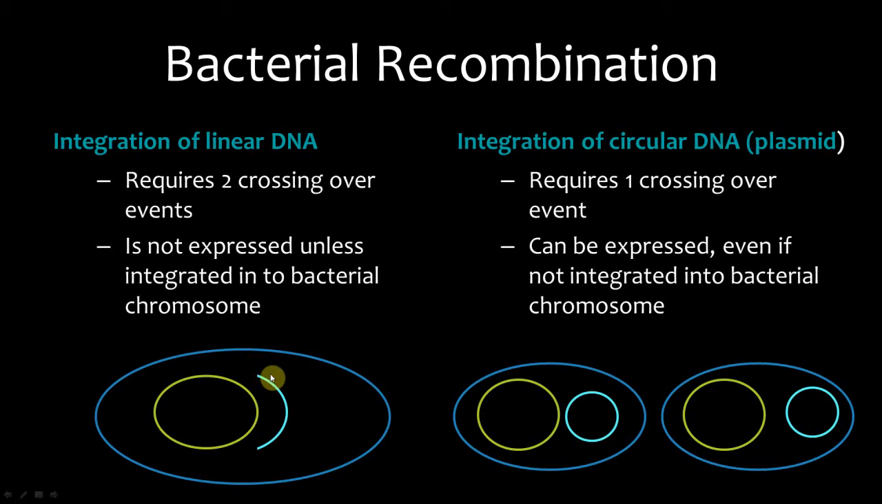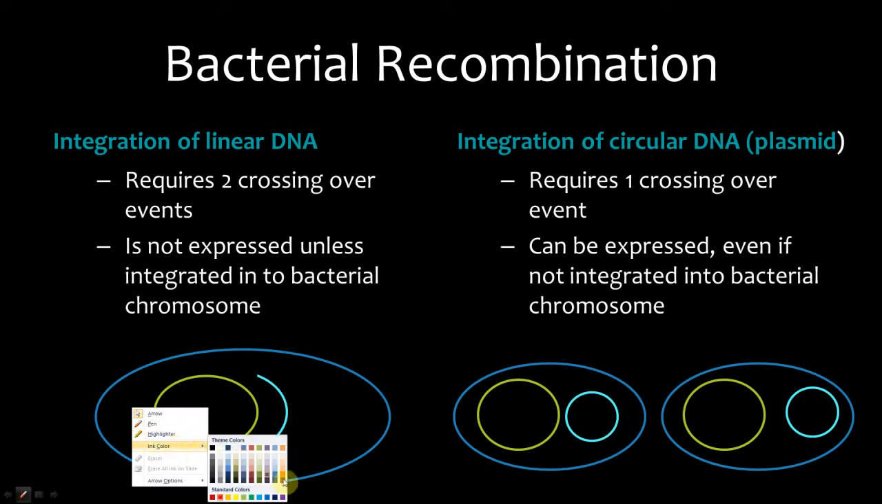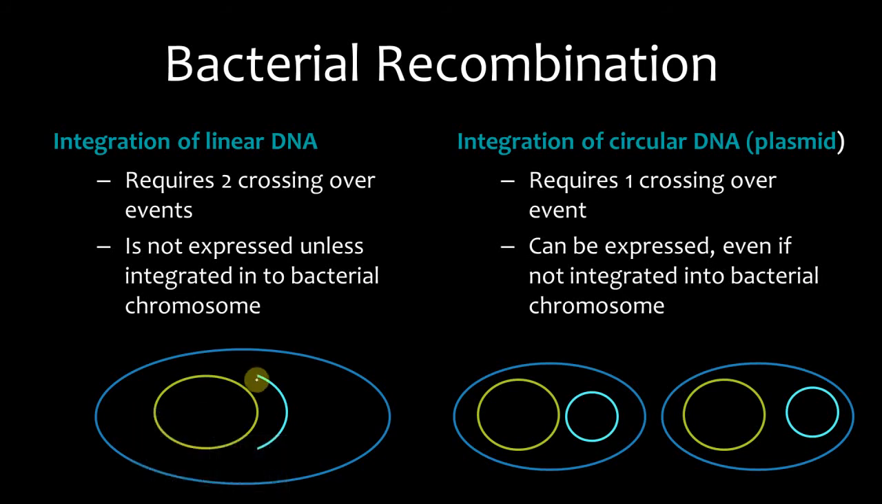Well, first, if you want to put this piece of integrated DNA, or DNA that we want to recombine into the bacterial chromosome, which is this green one, it's going to require two crossing over events. Okay, so let's draw that right here. It requires two crossing over events, one right here and one right here. And it's not expressed unless it's integrated into the bacterial chromosome.